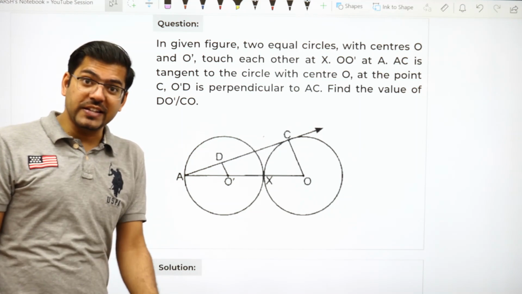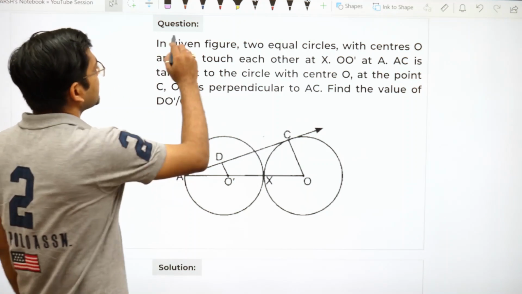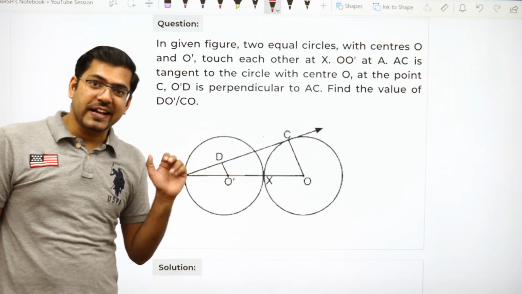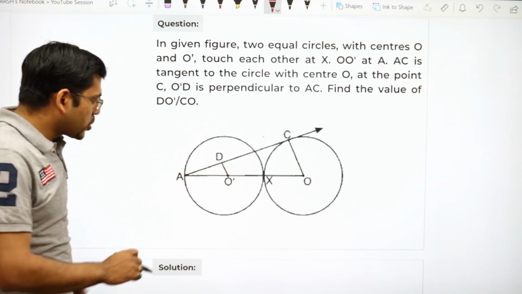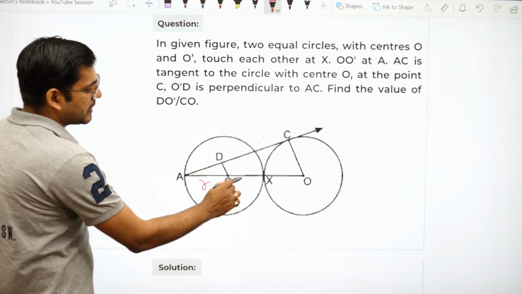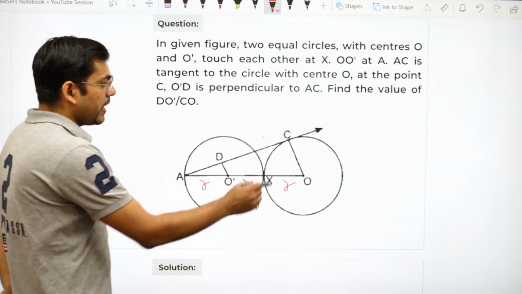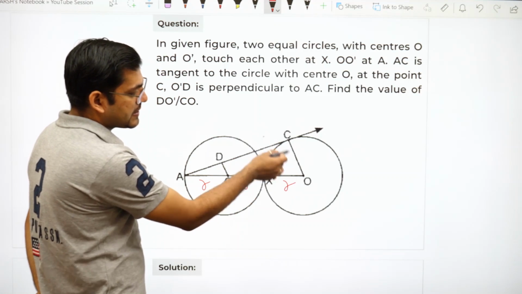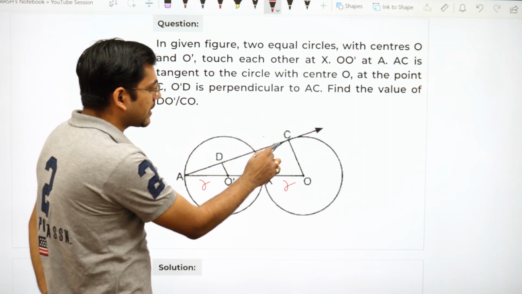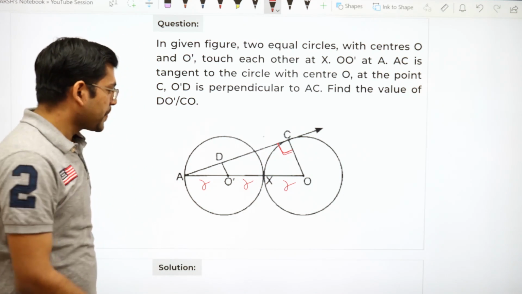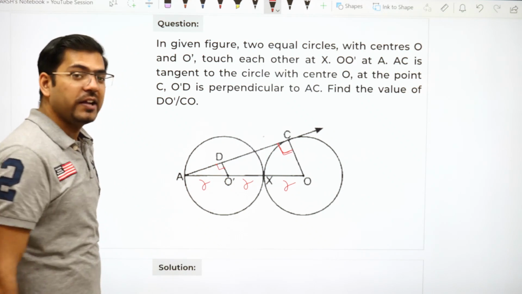Again, a very easy question. Let us see how to solve it. Guys, pay attention. Both the circles are equal, they are of equal size. So if I assume this radius is r, then this will also be radius r, and this will also be radius r. Now if this is a tangent and this is the circle, then this will be 90 degree, and similarly here also it will be 90 degree.